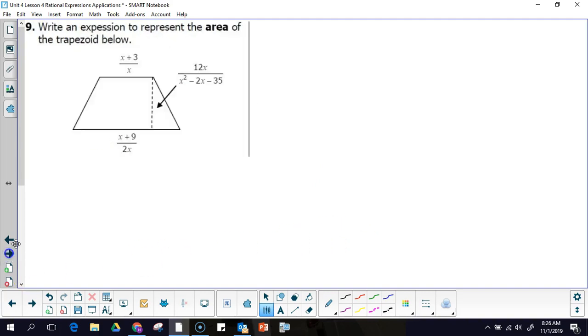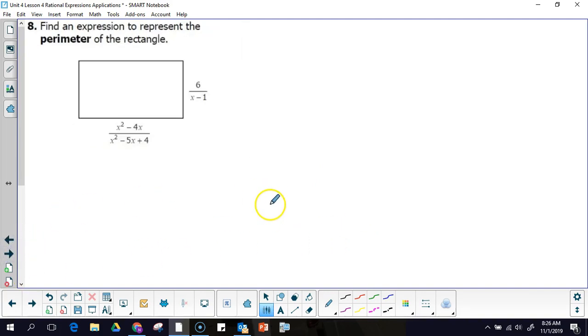All right, the next problem is another perimeter problem. They also give you two sides. I think I'm going to add these together.